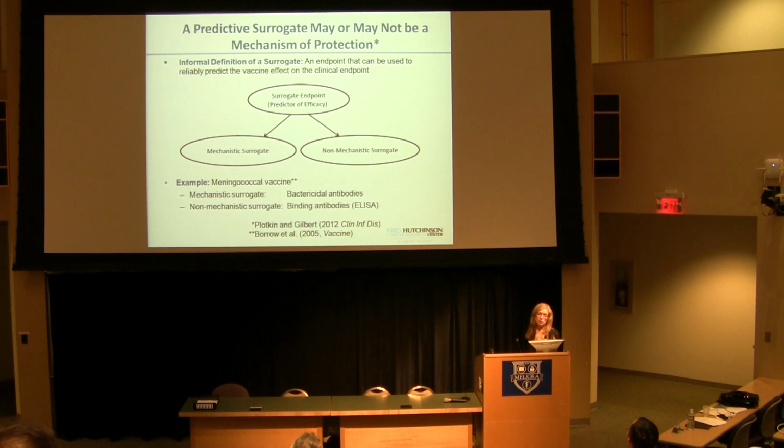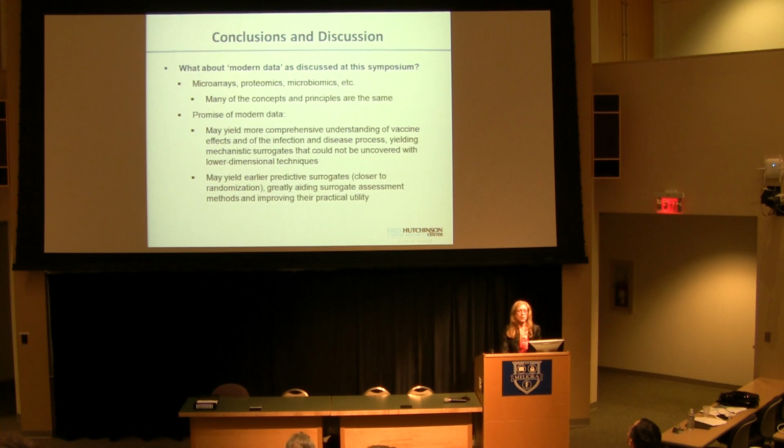But one example that they give is the Meningococcal Vaccine, where a mechanistic surrogate is the bactericidal antibodies. And one knows that really has how that works in making the vaccine efficacious. But if you vaccinate, you also get a good ELISA response, but it's not clear that that has anything really to do with the efficacy of the vaccine. So that's an example where the mechanistic and non-mechanistic approaches are exhaustive and mutually exclusive.